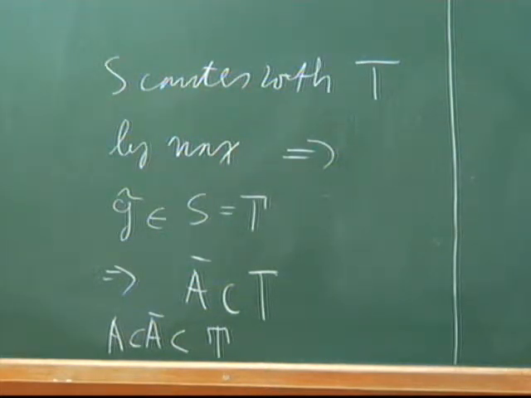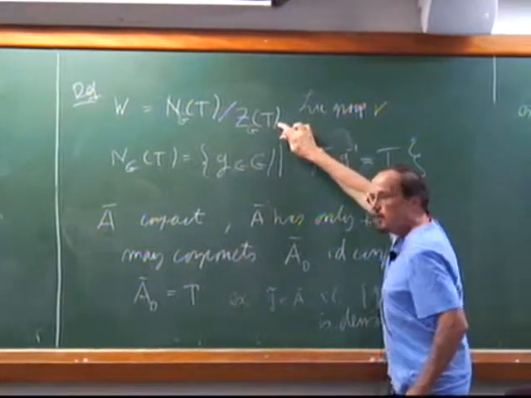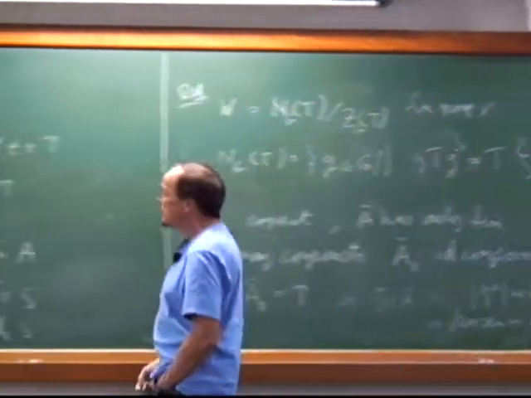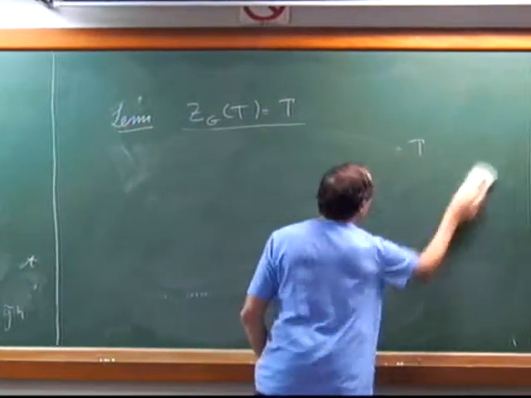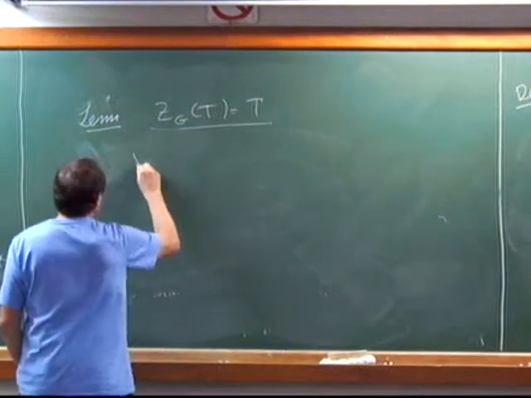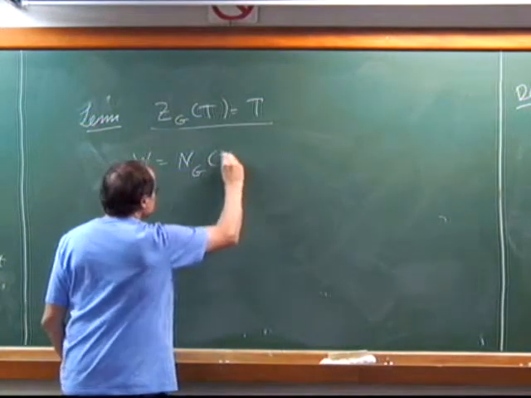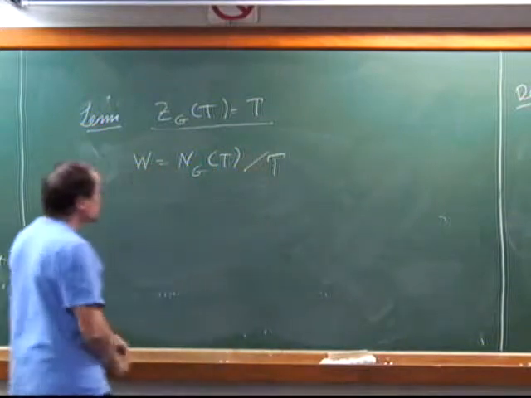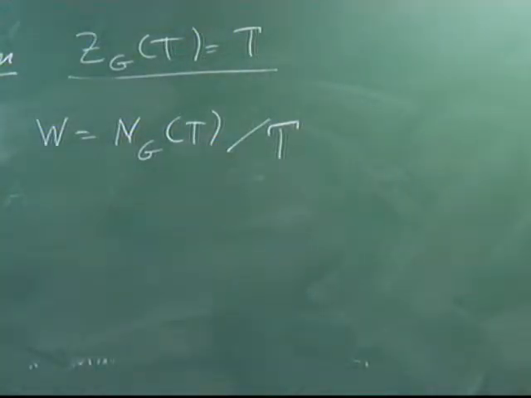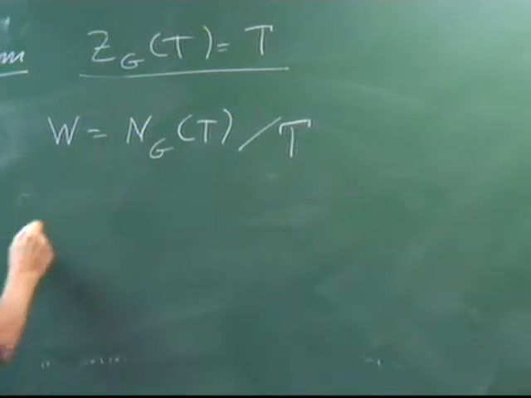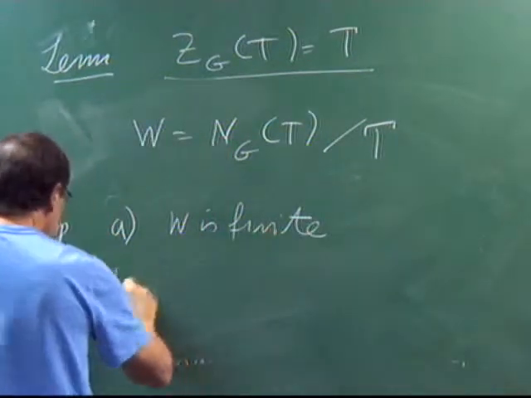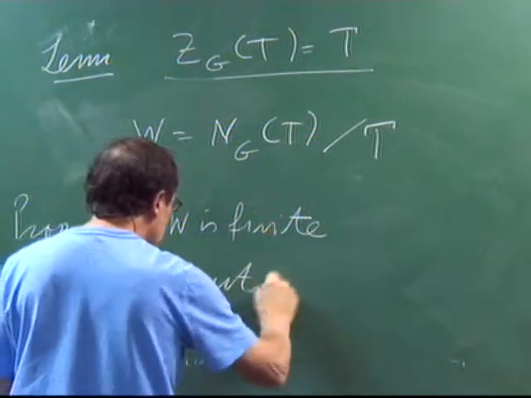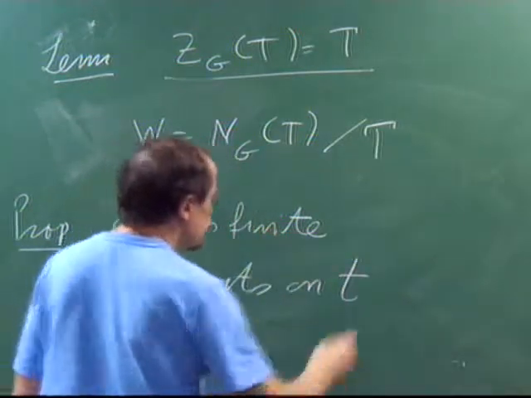Okay. So what did we want to look at? We want to look at the normalizer mod the centralizer. So I can replace the centralizer by T itself. So the Weyl group is the normalizer of T in G divided by T, which of course is contained in the normalizer. So now I want to prove the following properties of this Weyl group. A, W is finite. B, W acts on T, on the Lie algebra of T.